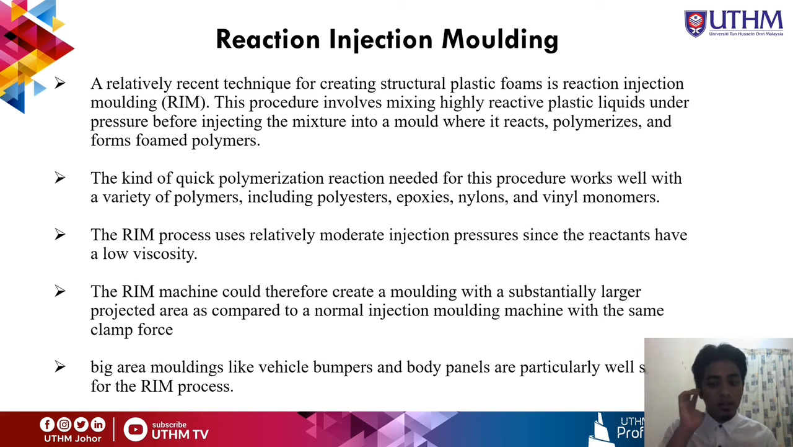Reaction injection molding is a relatively recent technique for creating such structured plastic forms. This procedure involves mixing highly reactive plastic liquids under pressure before injecting the mixture into a mold where it reacts, polymerizes, and forms polymers. The kind of quick polymerization reaction needed for this procedure works well with a variety of polymers, including polyester, epoxy, nylon, and vinyl monomers.